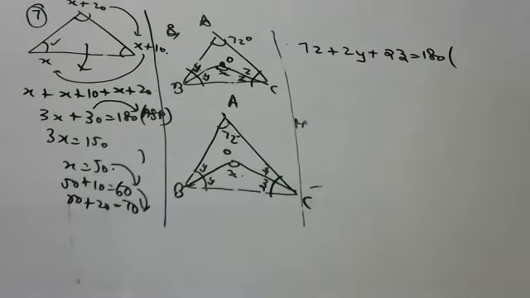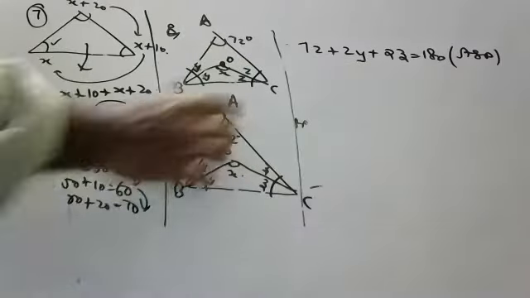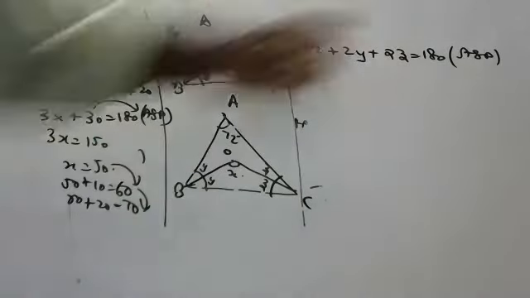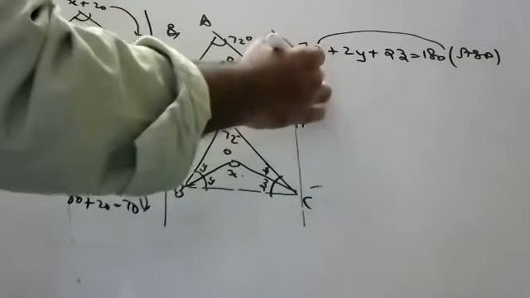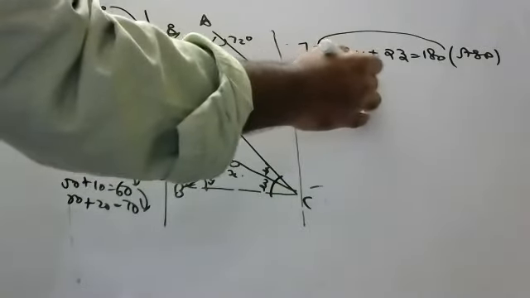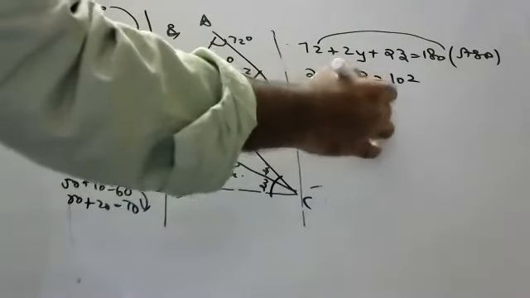Angle sum property, sir. Angle sum property. Very good. 72 plus B plus C is equal to 180. B I wrote as 2y, C I wrote as 2z. 72 I'm taking to the other side, children. 2y plus 2z is equal to 102. Taking 2 in common.